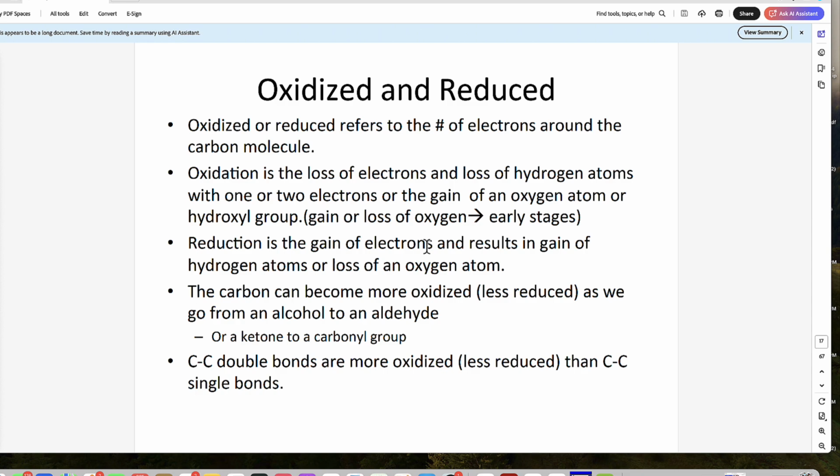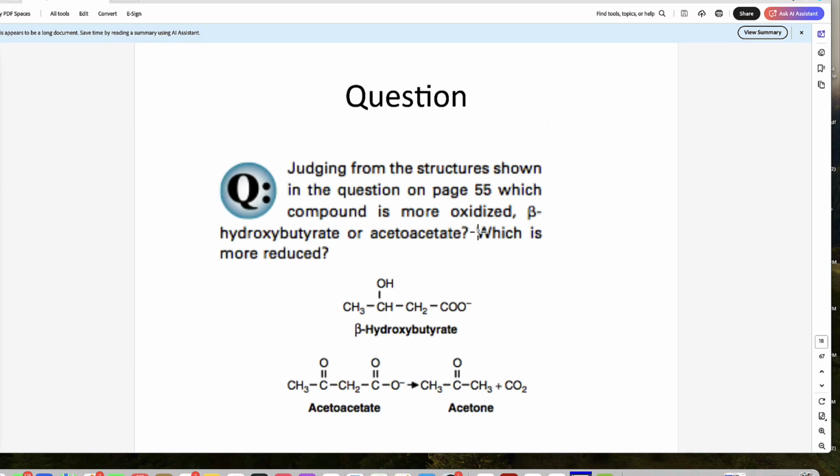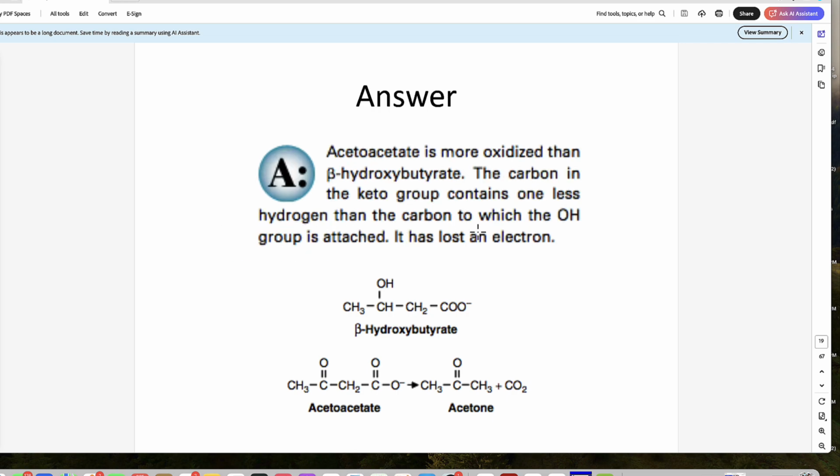Okay, carbon-carbon double bonds are more oxidized and less reduced than carbon-carbon single bonds. Let me say that again. Carbon-carbon double bonds are more oxidized and less reduced than carbon-carbon single bonds. Pause again. Here's another question that I want you to be able to answer on your own. And here is the answer.